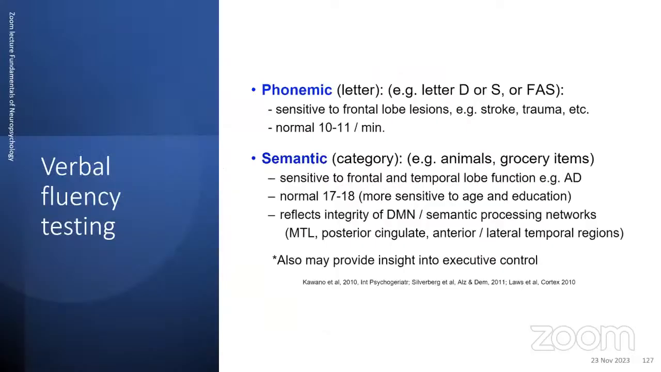This is verbal fluency, phonemic fluency, letter: what are the words starting with letters like S, F, A. It is sensitive to frontal lobe regions, and that happens in stroke and trauma. Normally you can generate about 10 to 11 words per minute. Semantic category is different from phonemic: animals, grocery items. This is also sensitive to frontal and temporal function, especially in Alzheimer's disease. Seventeen to 18 words, more sensitive to age and education. That means if you are more educated, you can do it easily. It reflects the integrity of semantic processing networks, that is default mode networks, medial temporal lobe, posterior cingulate gyrus, and anterior and lateral temporal regions. They also provide insight into executive control.